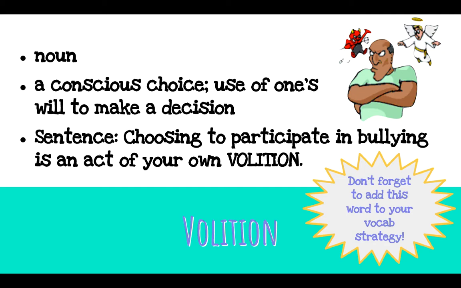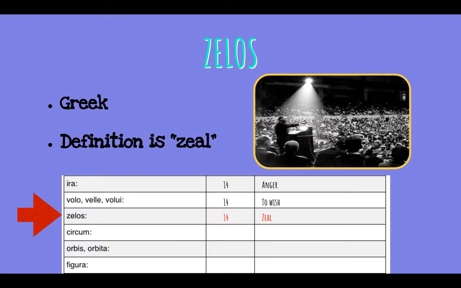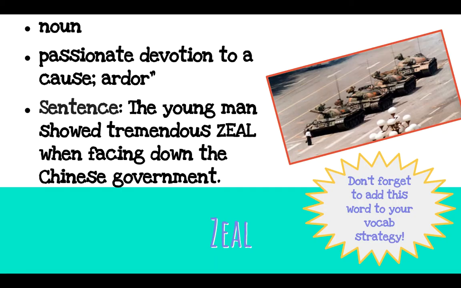We have one more root, two more words in this lesson. Here we go. The next root is zealous. Zealous means zeal, which at this point might not mean too much to you, but zeal is actually our first word that uses this root. Zeal is a noun. It means passion, devotion to a cause, dedication.